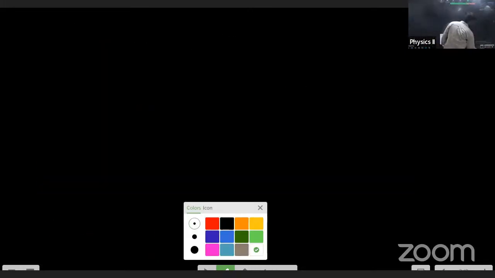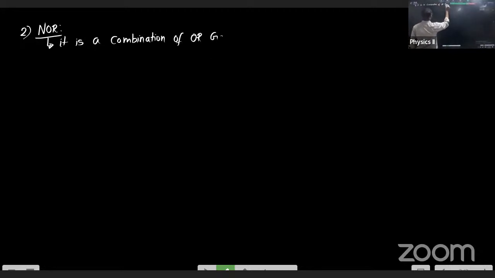Now let us study about the NOR gate. See here. Second universal logic gate is NOR gate. How is a NOR gate formed? I hope you will write this. It is a combination of OR gate and NOT gate. So what is NOR gate? NOR gate is the combination of OR gate and NOT gate.